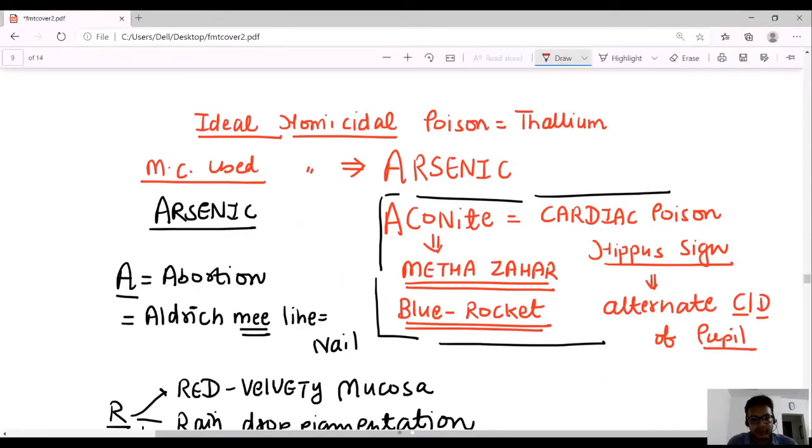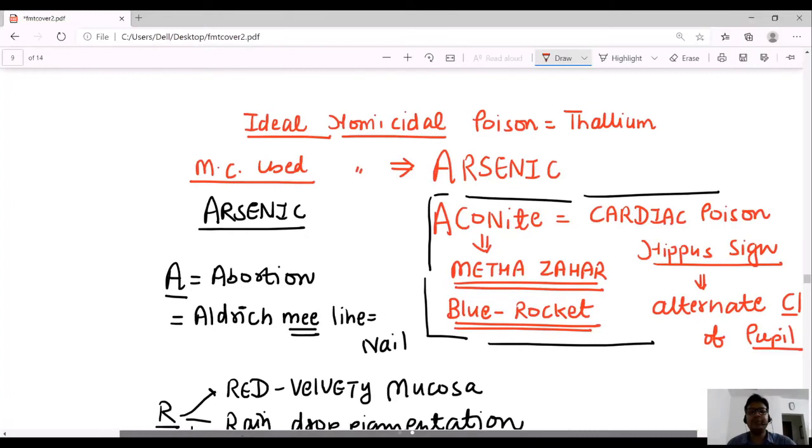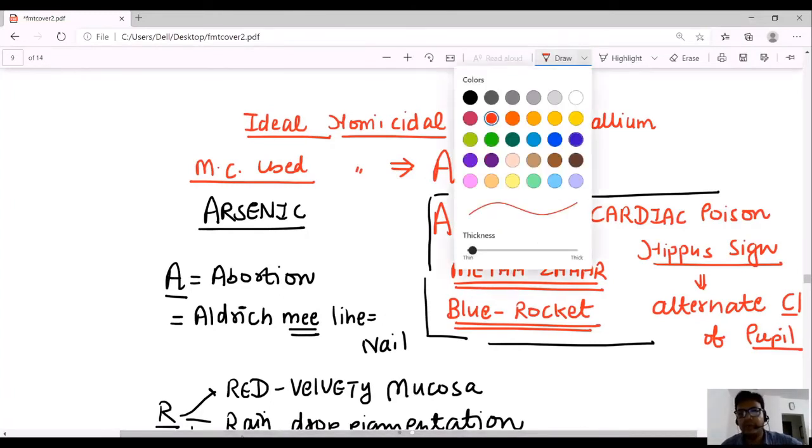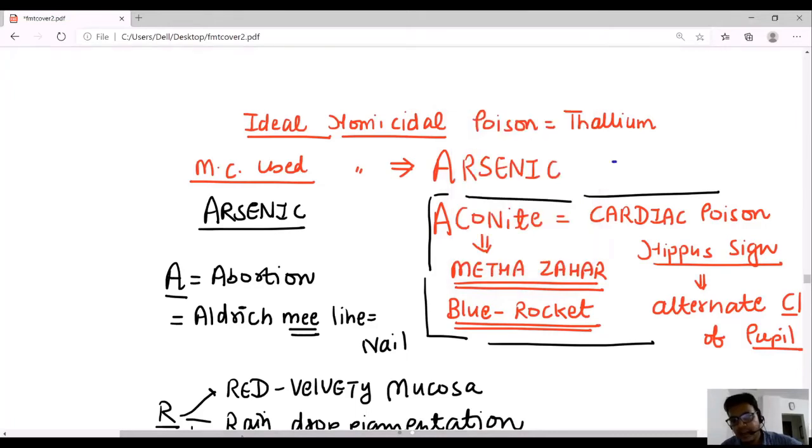Now, sir, which is the ideal homicidal poison? Ideal homicidal poison is thallium. If you want to kill someone, thallium is the best poison to kill. But sir, which is the most commonly used poison? We have two important A's: A for arsenic, A for aconite.